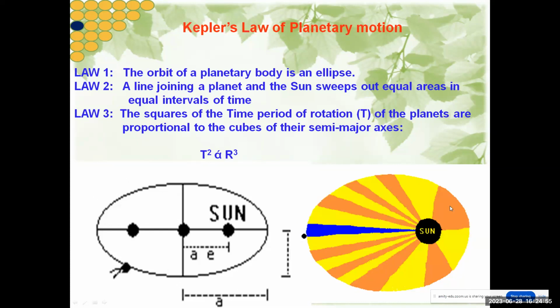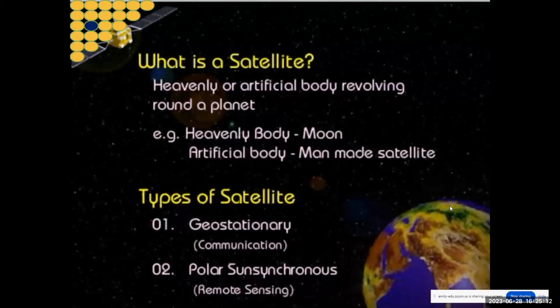And the third one is that the square of the time period of revolution of the planets is proportional to the cube of their semi-major axis. So these are the Kepler's laws that govern any satellite when we are launching a satellite from Earth to any other planets or the universe. So these are the satellites.